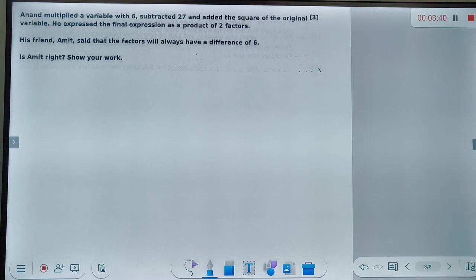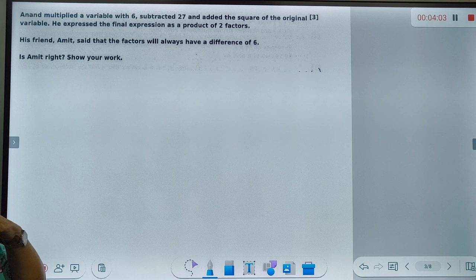Let us read the next problem. Anand multiplied a variable with 6, subtracted 27 and added the square of the original variable. He expressed the final expression as a product of two factors. His friend Amit said the factors will always have a difference of 6. Is Amit right or wrong?